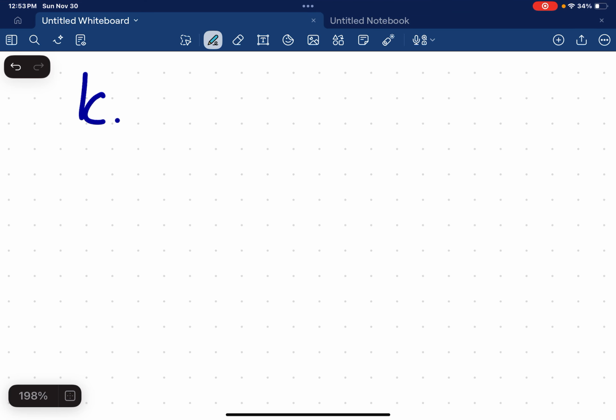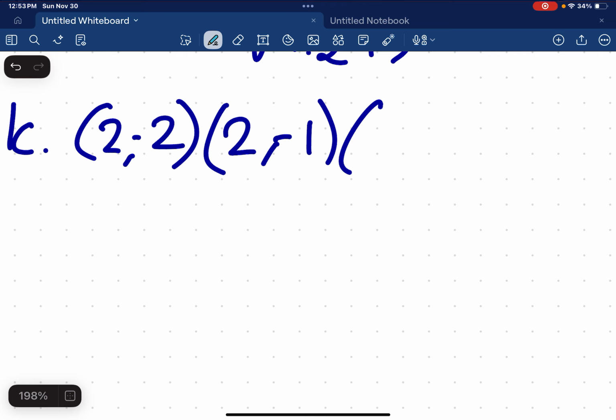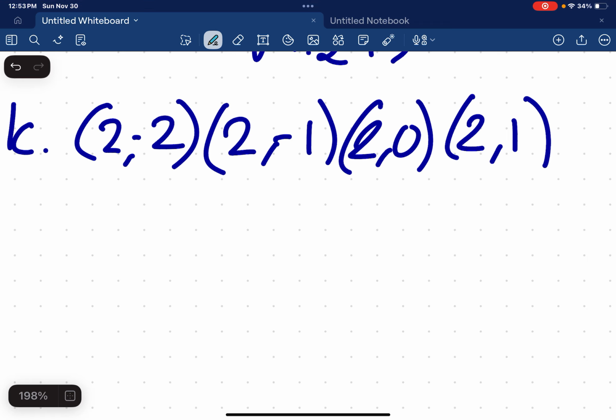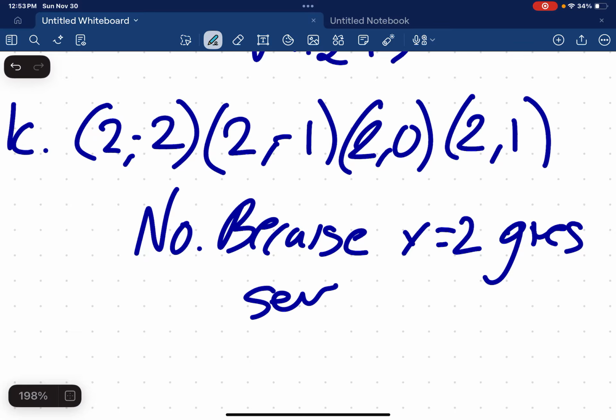Okay, 1c. We now have 2, -2, 2, -1. And look at that, I already see an issue going on here. But I'll continue to just write out what we have. 2, 0, 2, 1. Okay, this is not going to be a function. The value when x is equal to 2 gives us 4 different values. So we can just write down, because x equal 2 gives several values.